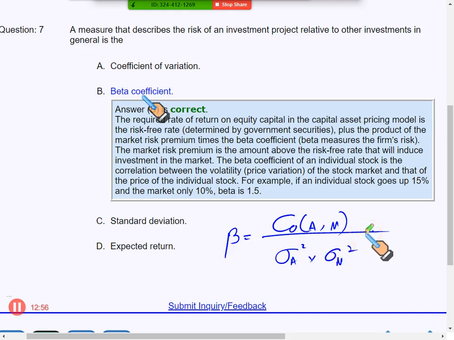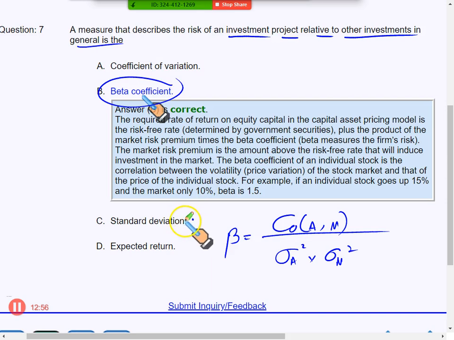And this formula is not in your syllabus. You won't be using it, but you can see it's a comparative measure. It's a relative risk. So the measure that describes the risk of an investment project relative to the other investments in general is the beta coefficient.